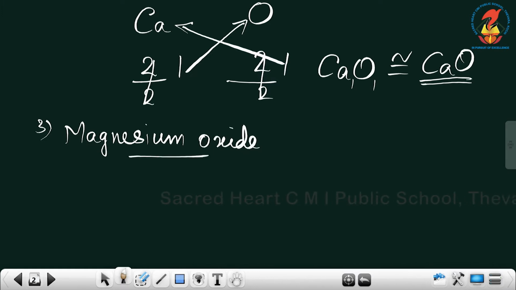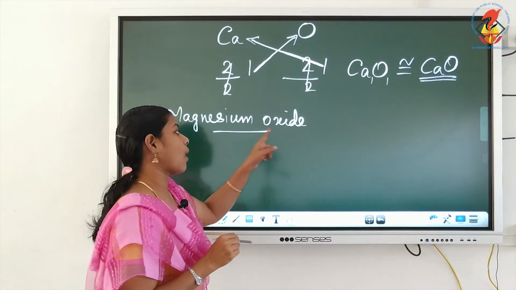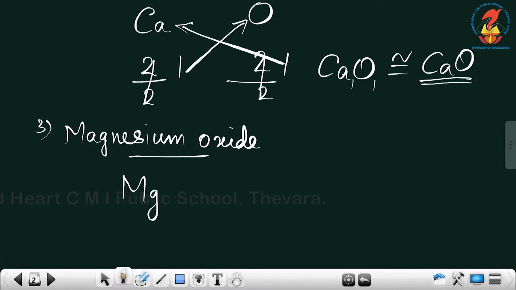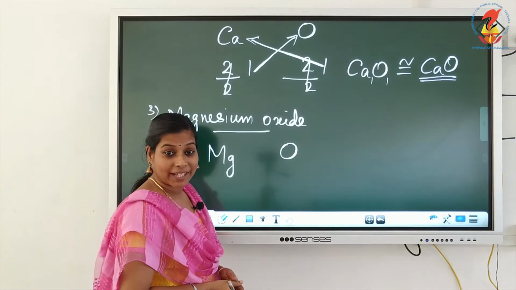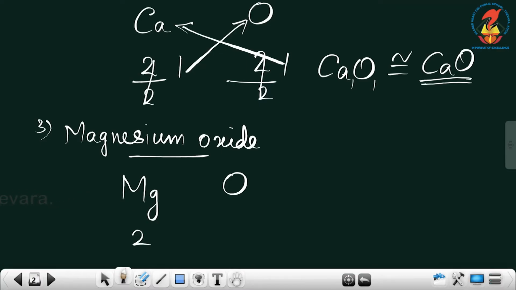Magnesium oxide. Which is the metal here? Yes, magnesium, and oxide is oxygen. So, we will write the symbol of magnesium, Mg, first. Then oxygen, O. What is the valency for magnesium? It is 2. And for oxygen, it is again 2.